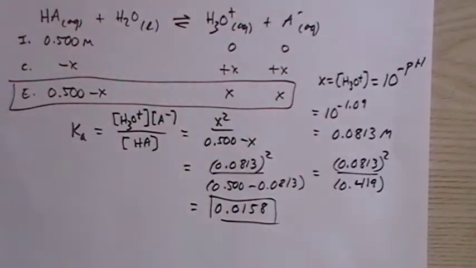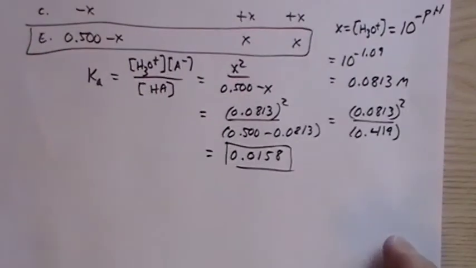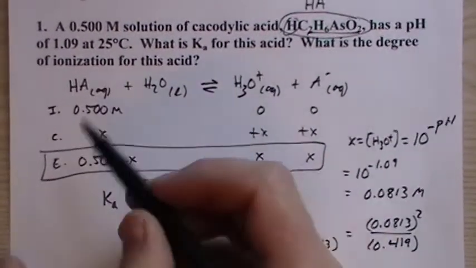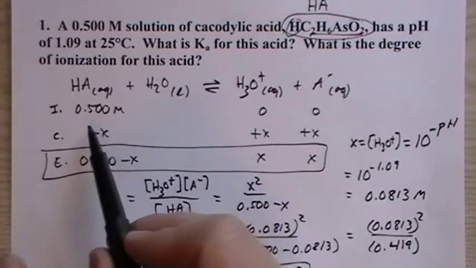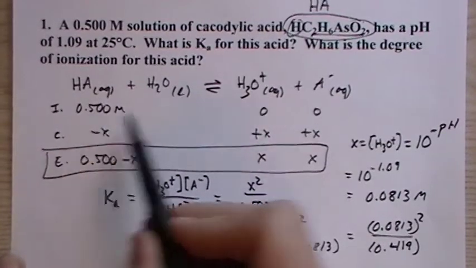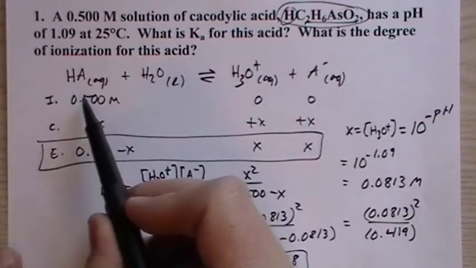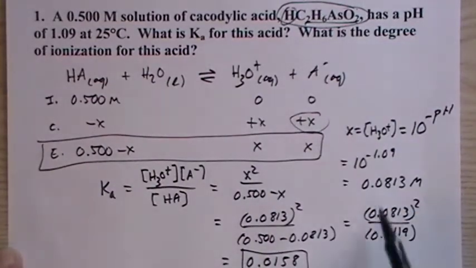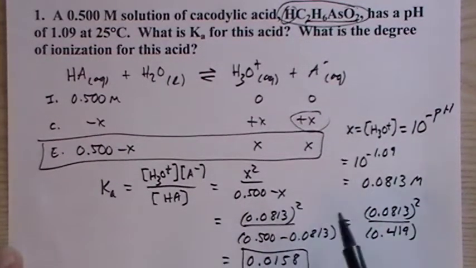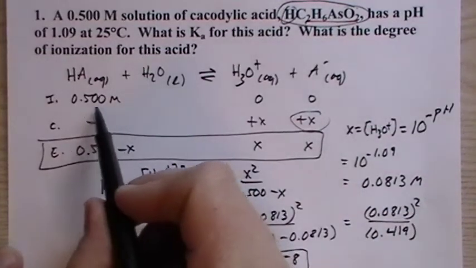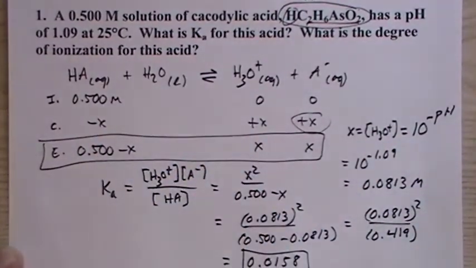That's our Ka. And then what's the degree of ionization? Well, the degree of ionization is the fraction of acid molecules that dissociated. We know what we started with is 0.5. And then how many acid molecules dissociated? Well, that was x, and we learned that was 0.0813 molar worth. So if we take x divided by the starting amount, that's the fraction that dissociated.